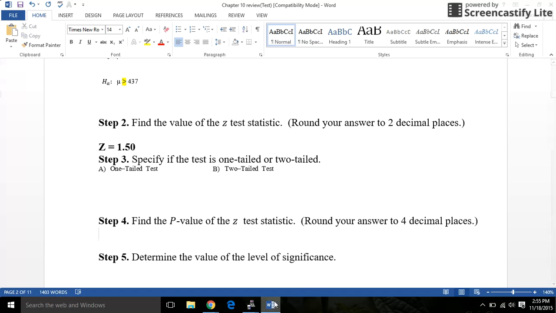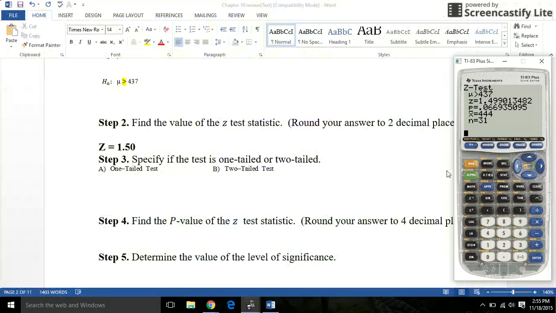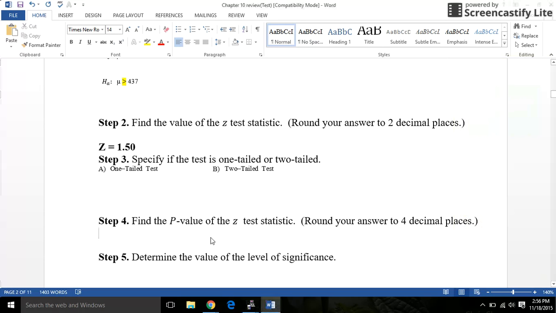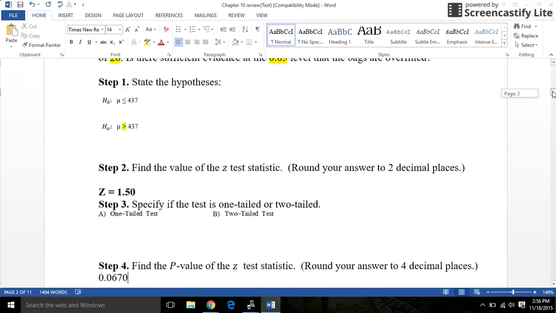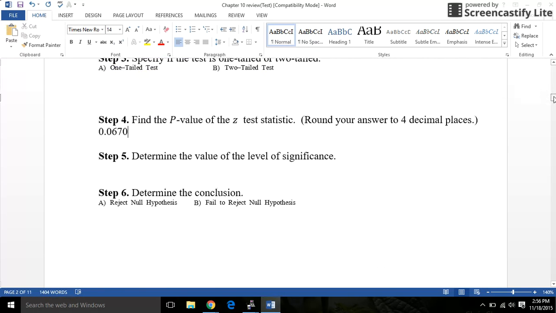Okay, it says find the p-value. All I do is go back and look. My p-value is right here. It's 0.0669, which rounds to 0.0670. Okay, so 0.0670. That's my p-value. Okay, my level of significance, it already said in the problem that that was 0.05. All right. Determine your conclusions.